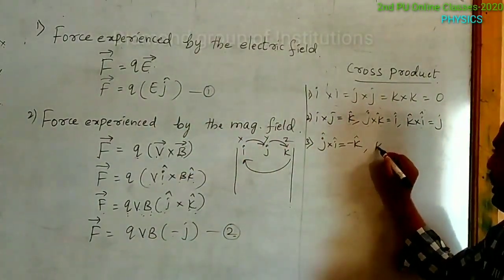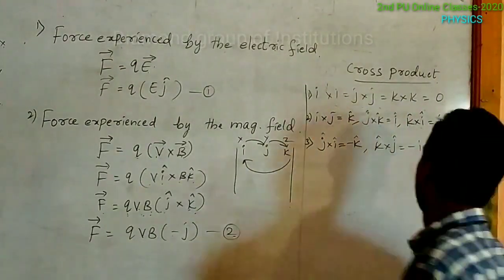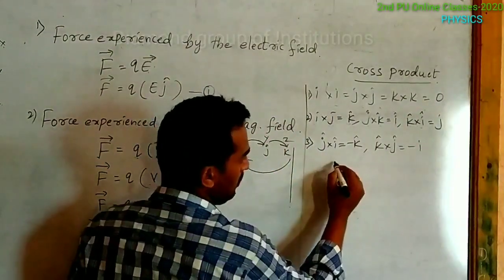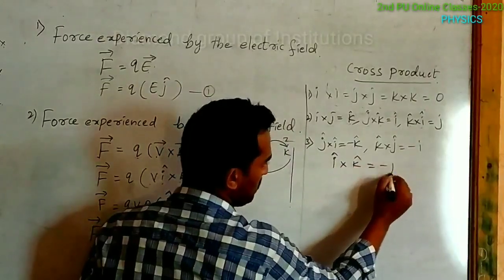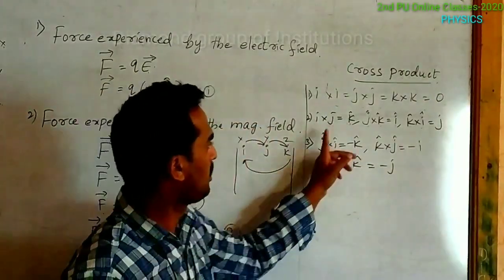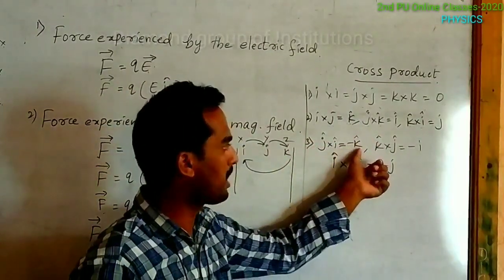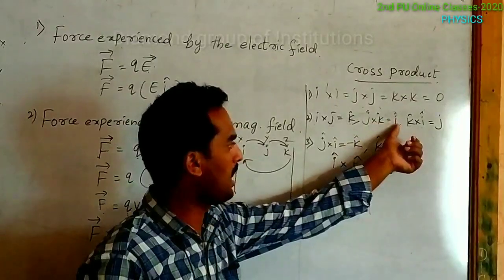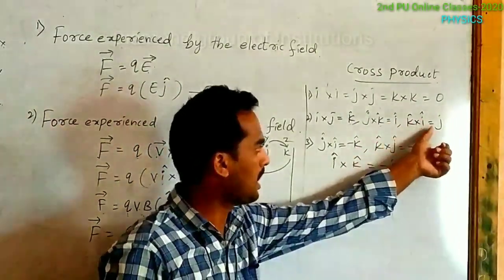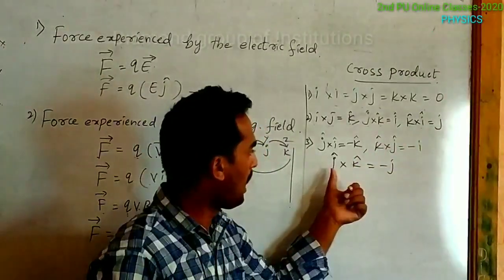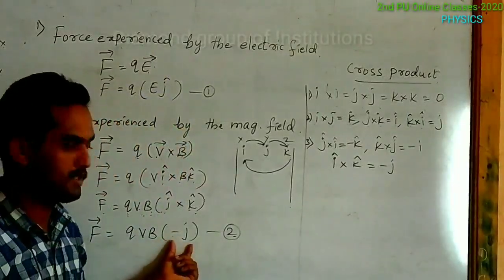Similarly, K cross J becomes minus I. Again, I cross K becomes minus J. I cross J is K. If you reverse the order, J cross I, the answer is minus K. J cross K is equal to I, so K cross J becomes minus I. Then K cross I is equal to J, so I cross K is equal to minus J. So it was minus J.